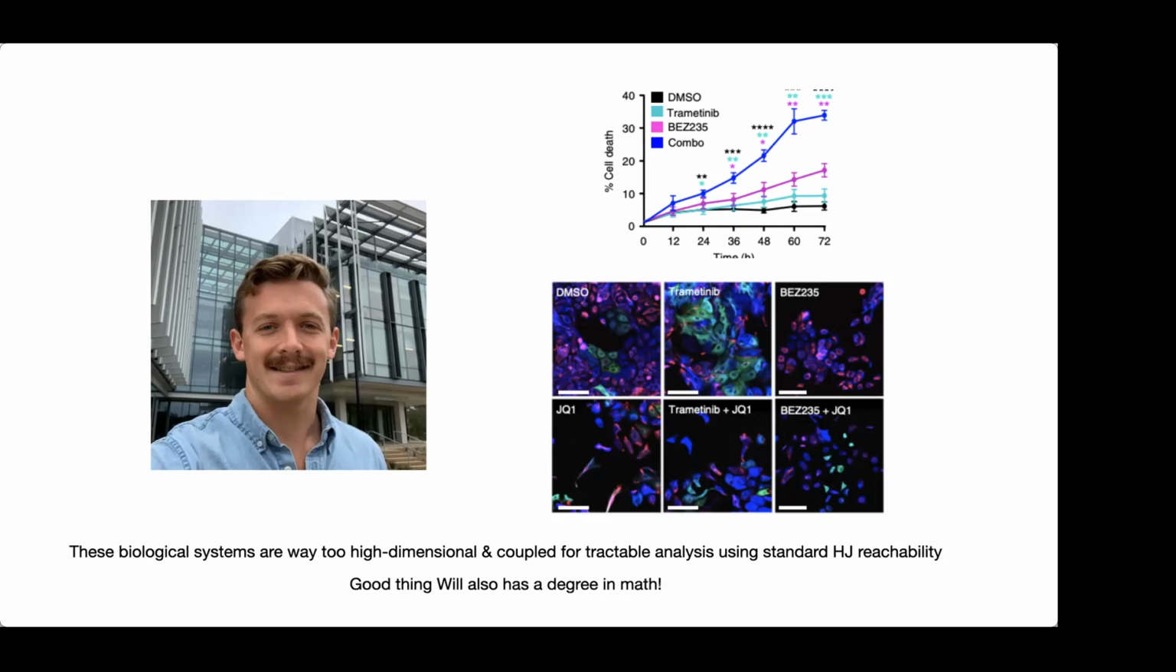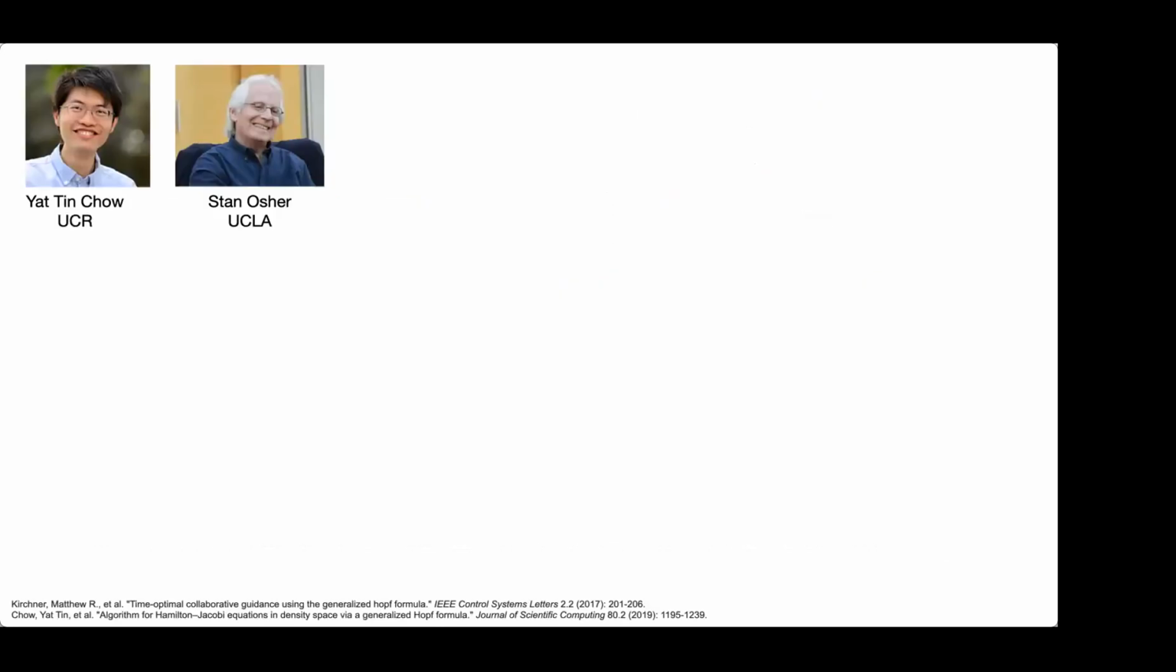So good thing that Will also has a degree in math. I have pointed Will towards what I find to be a very difficult body of literature from professors Yat-Tin Chow and Stan Osher, who are applied mathematicians at UC Riverside and UCLA. They have this thing called the Hopf solution for reachability analysis. I'm not going to get into all the mathematical details. I'm sure Will can do that in a presentation sometime.